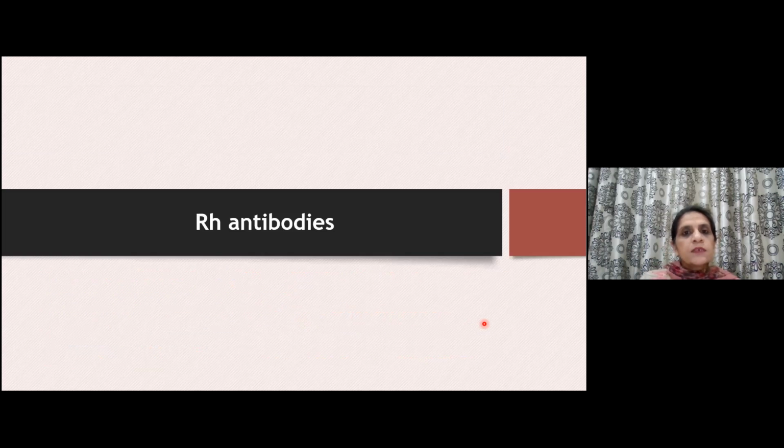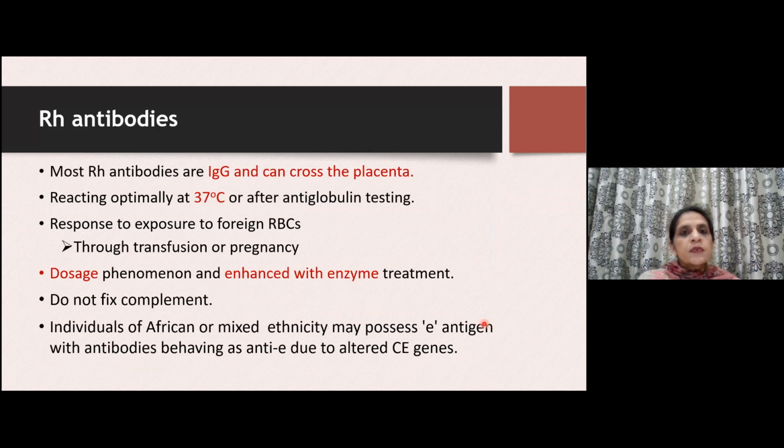Now, a word about the Rh antibodies. Most Rh antibodies are IgG and can cross the placenta. They react at 37 degrees Celsius or after antiglobulin testing, and are usually produced in response to exposure to foreign RBCs, transfusion, or pregnancy. We all know that they show dosage phenomena, they are enhanced with enzyme treatment, and they do not fix complement. And individuals of African or mixed ethnicity may possess the small e antigen with antibodies behaving as auto-anti-E.